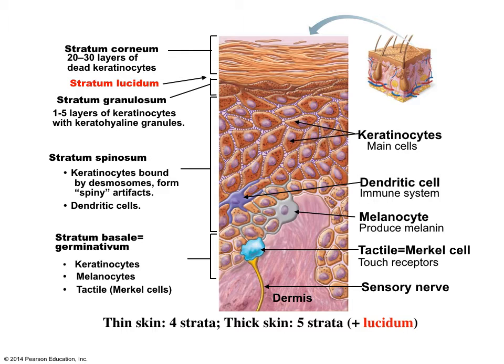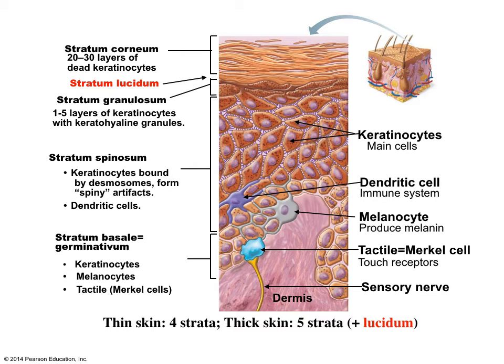There are two types of skin, thin skin and thick skin. Thick skin is found on the palms of the hands and the soles of the feet and has 5 distinct layers or strata, whereas thin skin only has 4 layers of strata. This diagram shows not only the various strata, but also the cells contained therein.